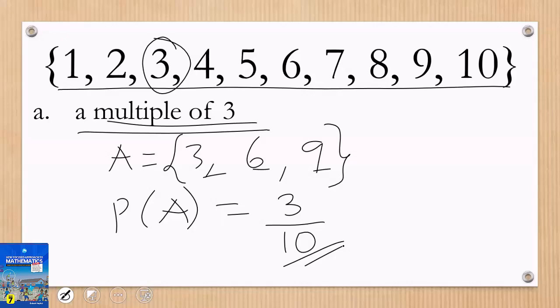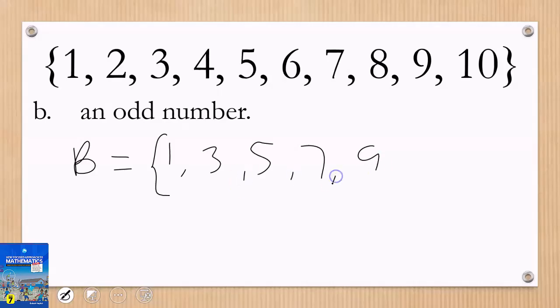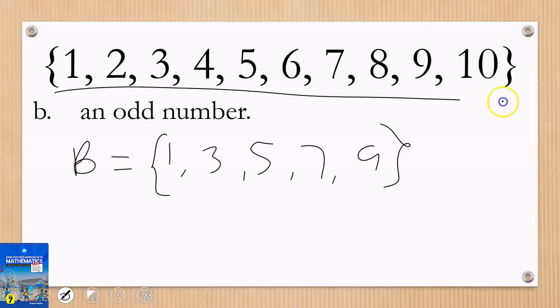Hope it makes sense. Then question number 2. What is the probability of picking an odd number? Let's call the odd numbers event B. Let's pick all odd numbers in the set: 1, 3, 5, 7, and 9. These are the odd numbers. So what is the chance that when she picks any number from this set of numbers, that number is going to be odd?